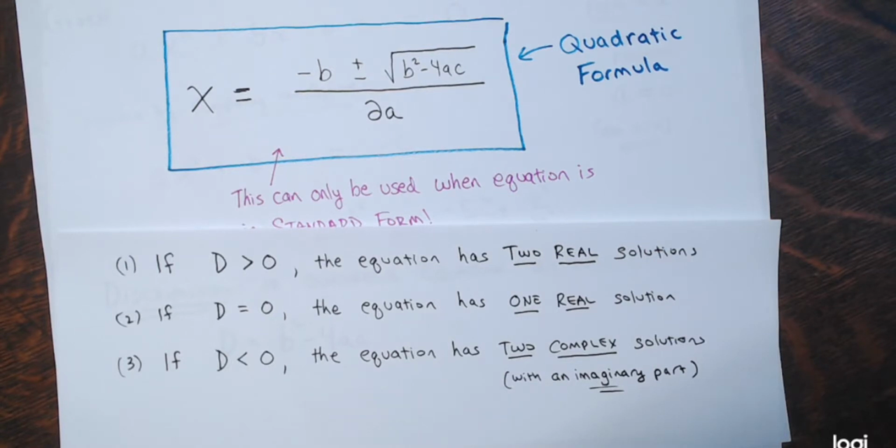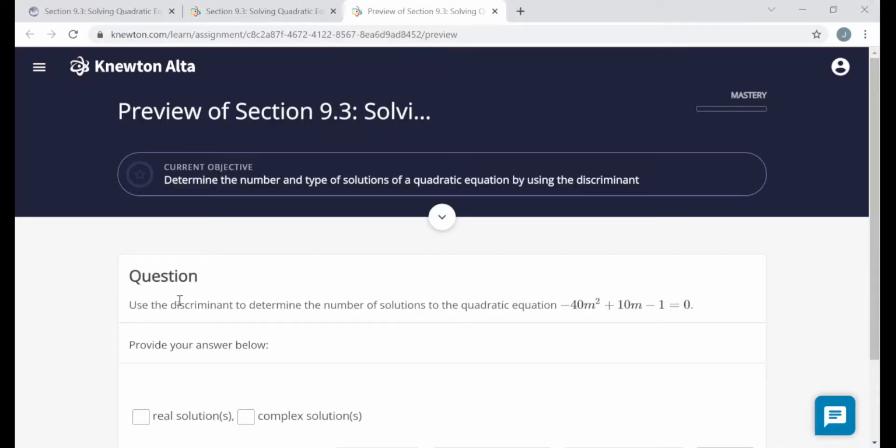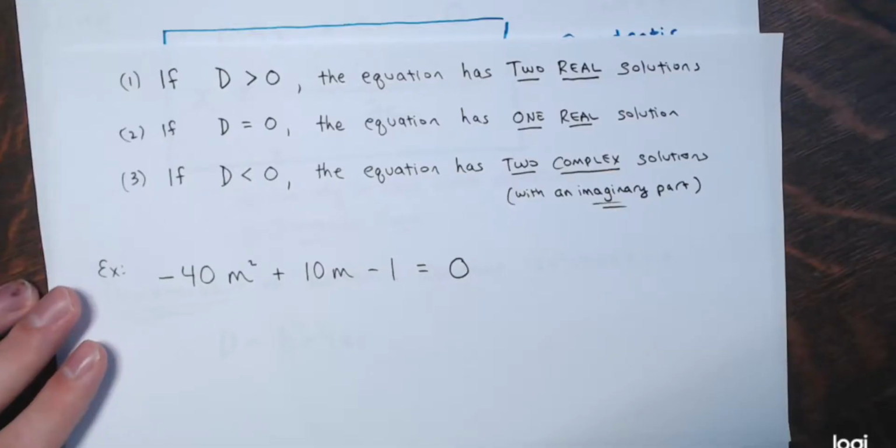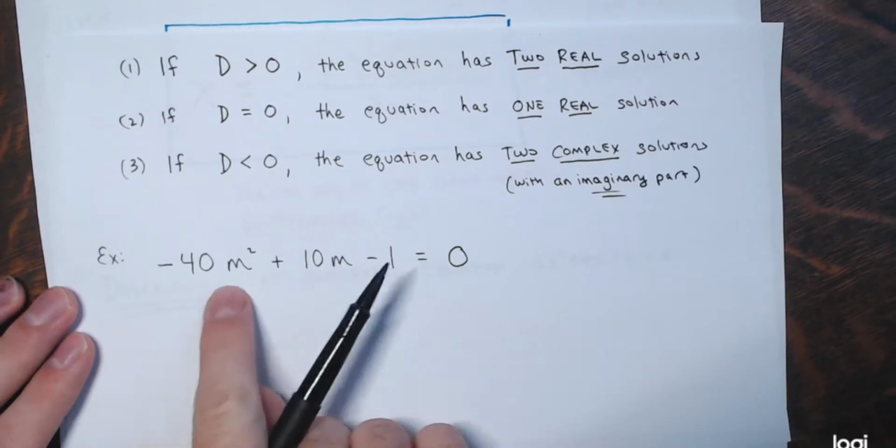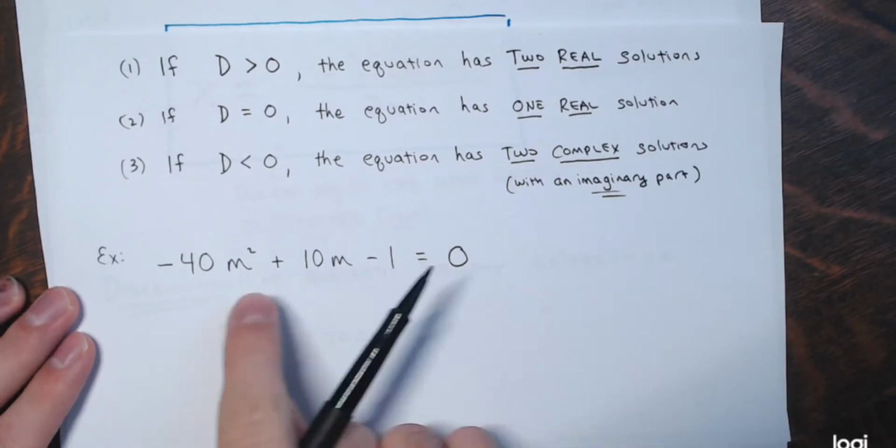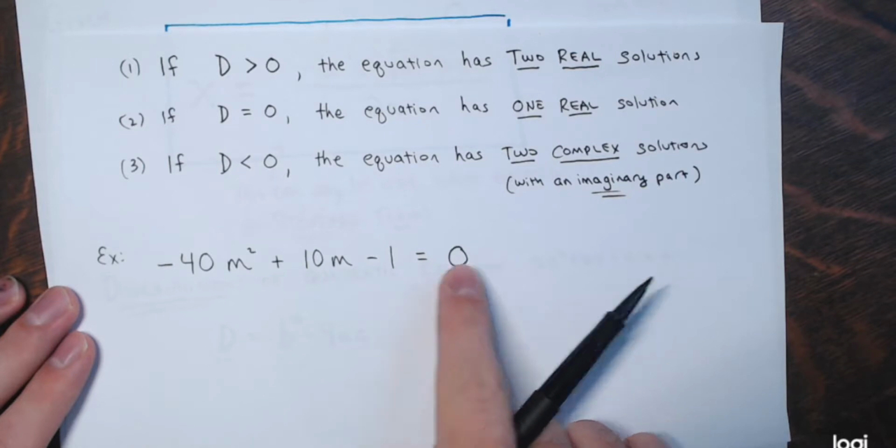Okay, so going back to our question, finally. We're asked to use the discriminant to determine the number of solutions to this quadratic equation. And I'll write this out, and you'll note that it is in standard form, right? Everything on one side, 0 on the other. You have a quadratic term plus a linear term plus a constant term equals 0. Okay, so here's the equation we were given. Again, it's in standard form. Everything on one side, 0 on the other.